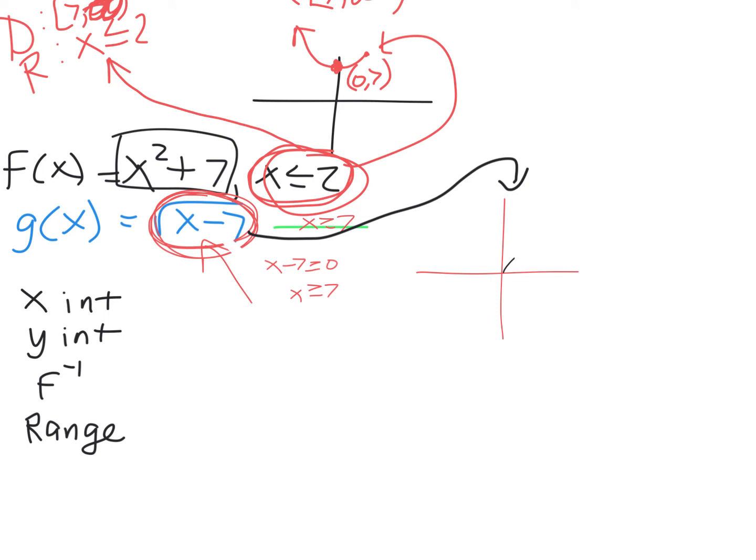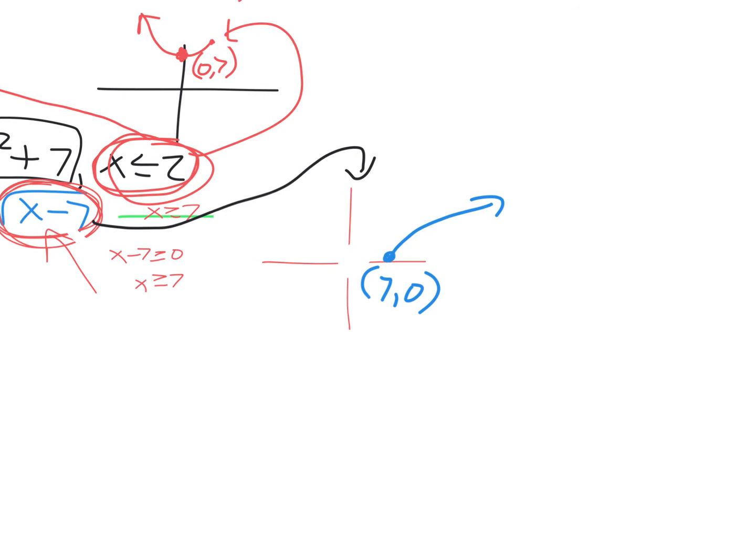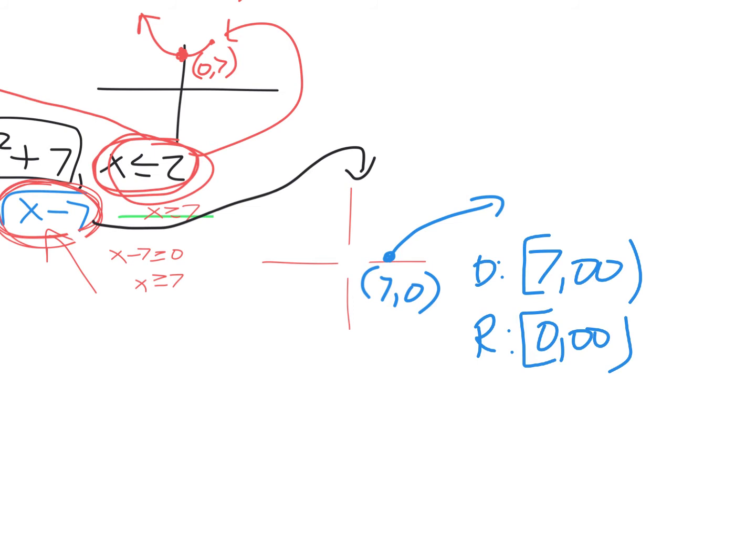When I said minus 7, did you know it would move to the right 7? So this is at 7 comma 0. Did you know that the domain of this thing would be from 7 to infinity? And did you know that the range of this thing would be from 0 to infinity? Ponder that for a moment. Does that make sense to you?